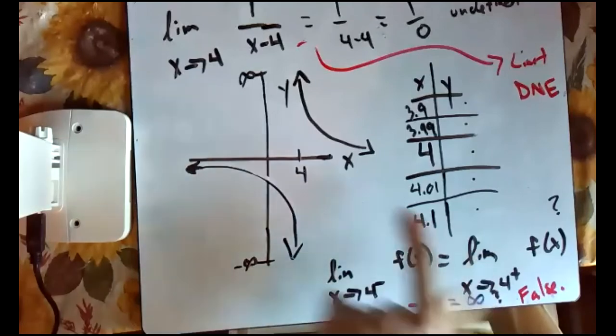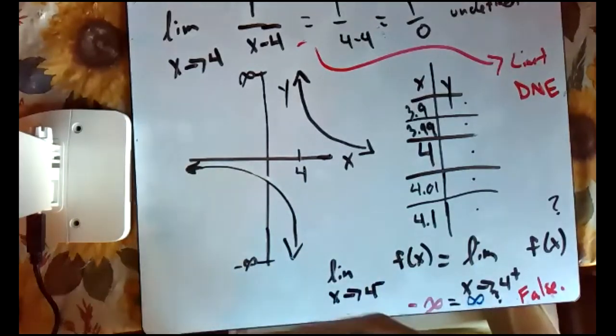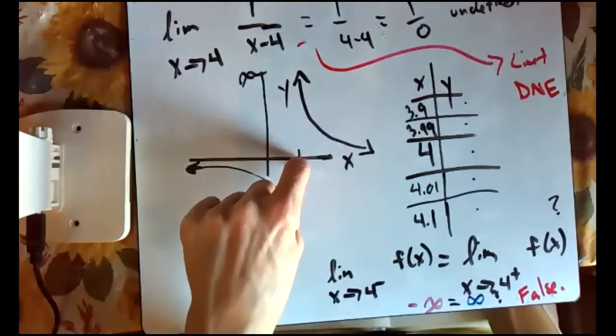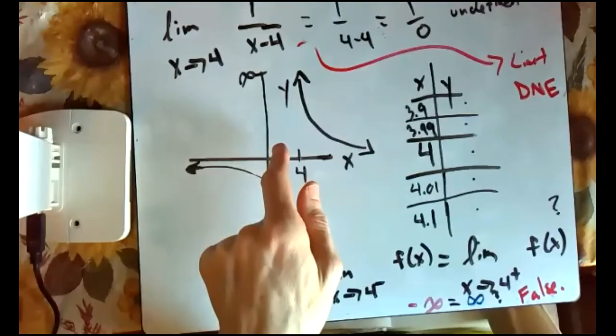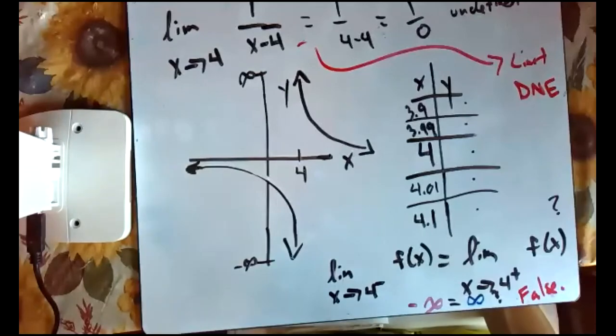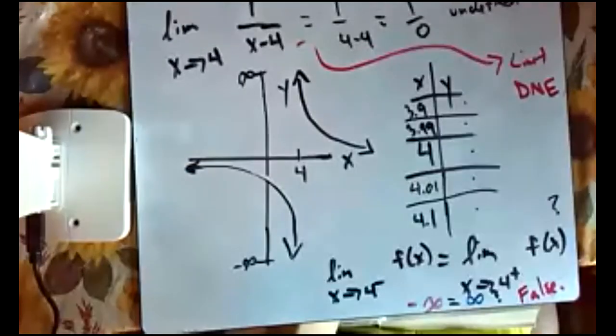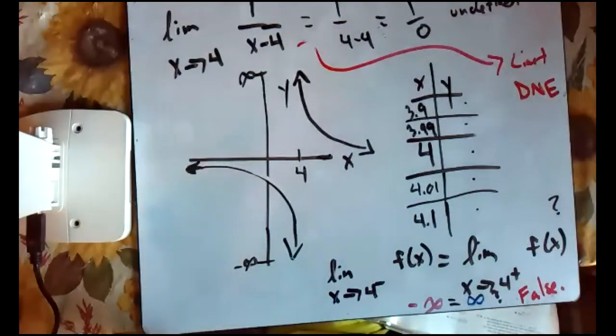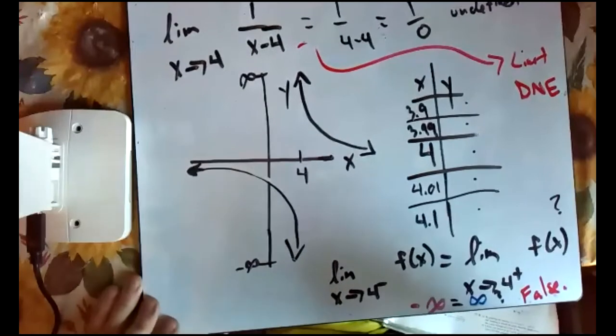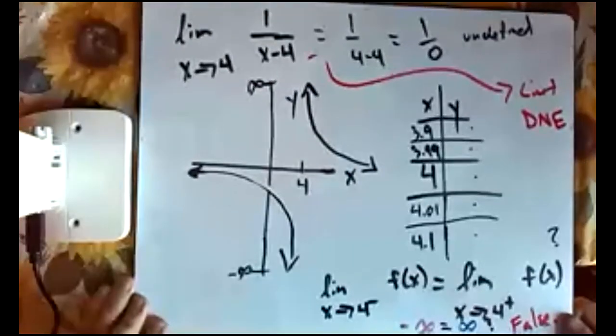Coming back to this, the limit does not exist. Why? Because we're not getting the same y value as we approach 4 from the left-hand side and the right-hand side. It always comes back to that every single time. If they were both infinity, then we could say, yeah, it goes to infinity. Or if they're both negative infinity, we say it goes towards negative infinity.